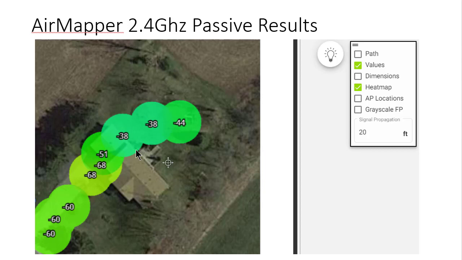But right now you need to understand two things. There's something called a passive and an active survey. I'm not going to get into that right now. I'll do that in a separate video. But right now I did a passive survey, 2.4 gig, because obviously the range will be better than 5 gig. And I walked around and I got the signal strength numbers as I walked around.